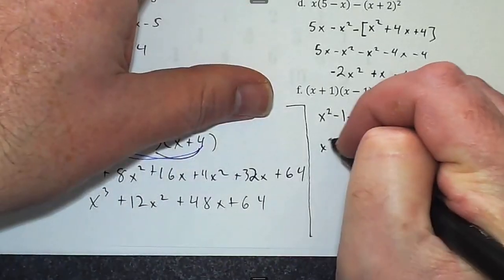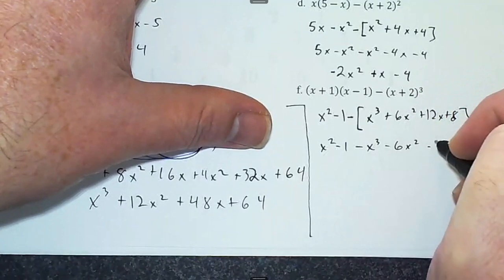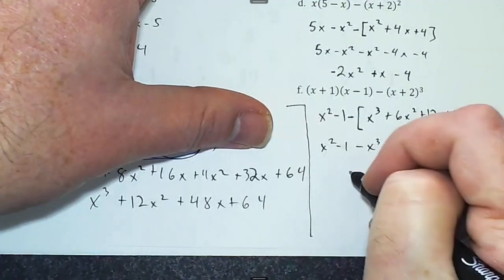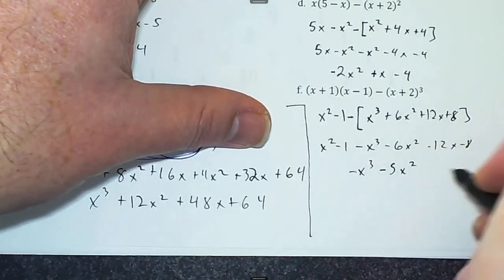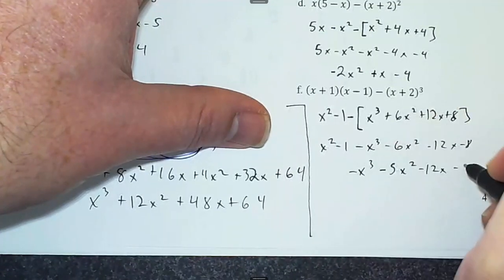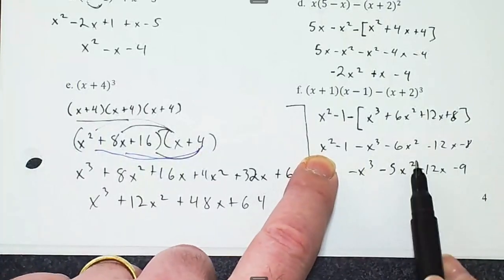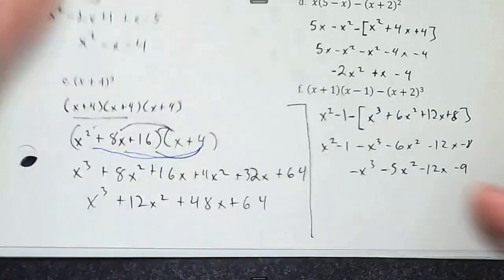All right. And I get a negative x cubed minus 6x squared minus 12x minus 8. And I get negative x cubed minus 5x squared. Let's see, minus 12x and then minus 9. I think I did that right. There, that one. And then those two make negative 5. I only had that one. Okay.